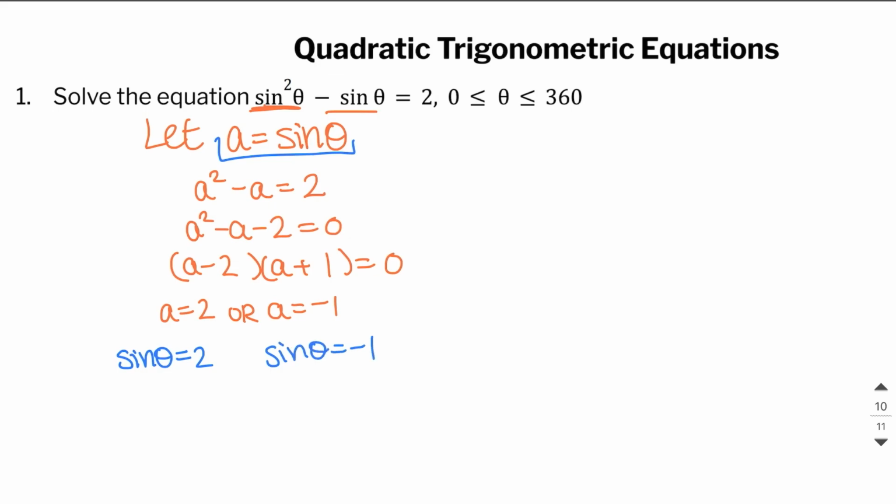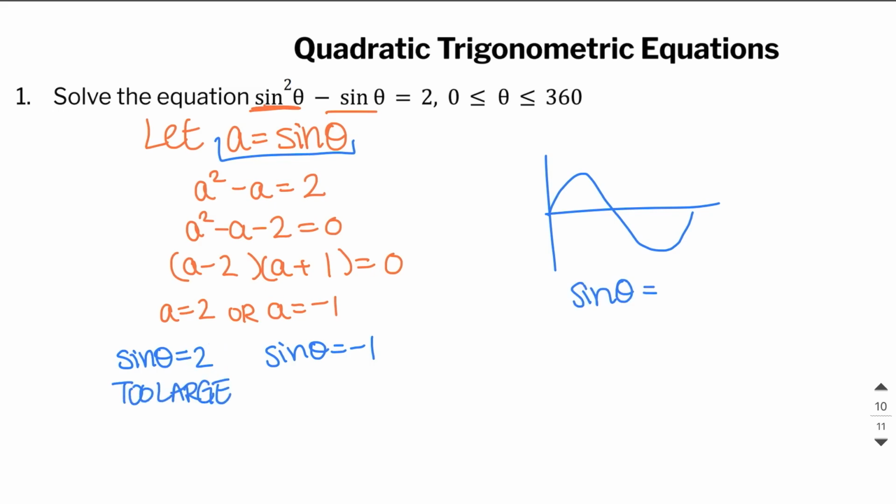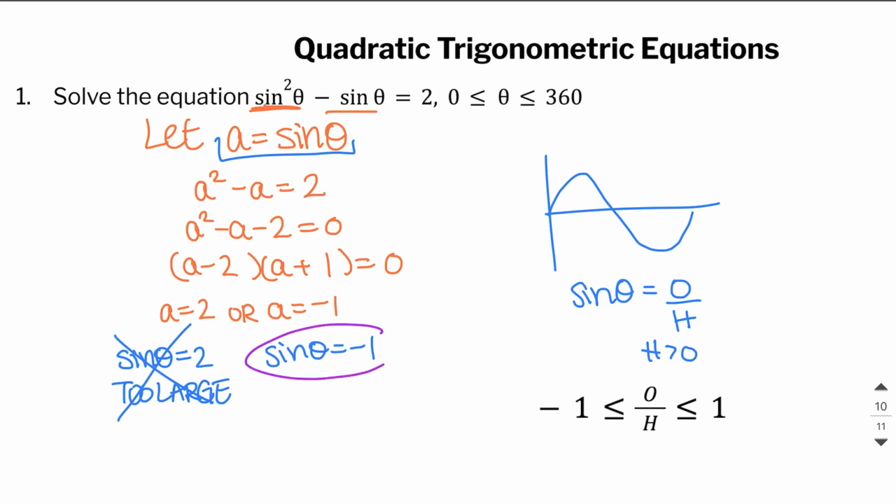Now, a reminder that sine of theta, no transformations, has a maximum of 1 and a minimum of negative 1. So this is too large. This is not possible. But also remember that sine of theta is just the opposite over the hypotenuse, and the hypotenuse is always larger than the opposite, which means that the opposite over the hypotenuse has to always be between negative 1 and positive 1. All right, cool. So we ignore this. There's no way that I can solve this at all. And then we just figure out what this answer is right here.